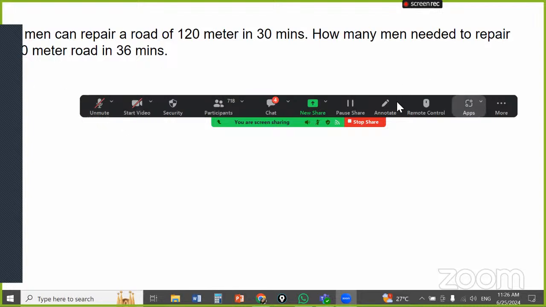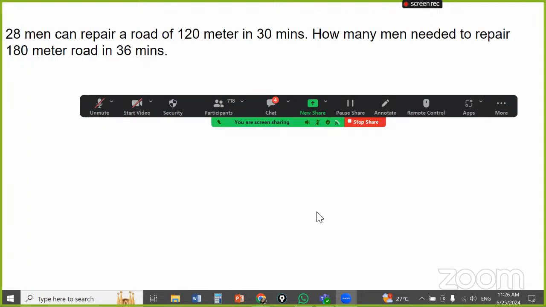28 men can repair a road of 120 meters in 30 minutes. How many men are needed to repair a 180-meter road in 36 minutes? So again, using the formula only, just rewrite it like men, d, m, d, h. Put whatever is given right below that. Use the formula. You'll be able to solve it easily.